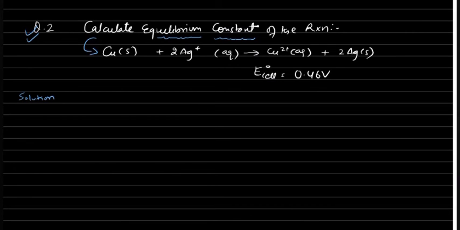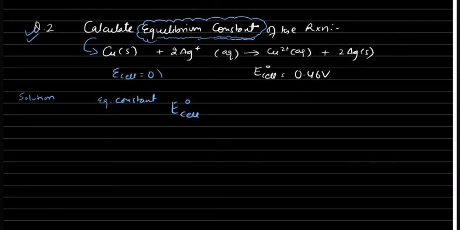Now you need to focus on what is asked. We have been asked the equilibrium constant. So what is the formula? At equilibrium, you know very well, E cell is equal to 0. So E naught cell is equal to 0.059 upon n, where there are two electrons, and in place of log QC we will write log KC. Now we will convert everything because we are finding log KC.